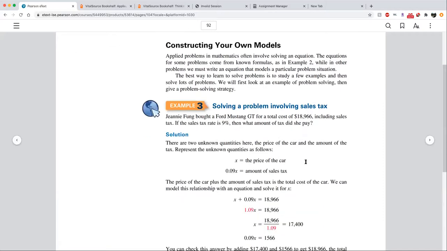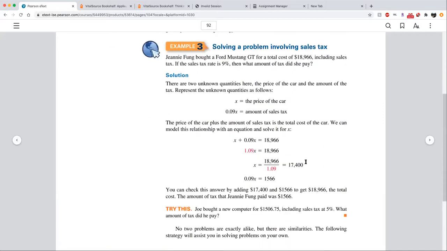Now let me start with example 3, solving a problem involving sales tax. We have seen similar problems in the online homework that I covered, remember? Jenny Fong bought a Ford Mustang GT for a total cost of, let me just say, 18,966, including sales tax. If the sales tax rate is 9%, what amount of tax did she pay?